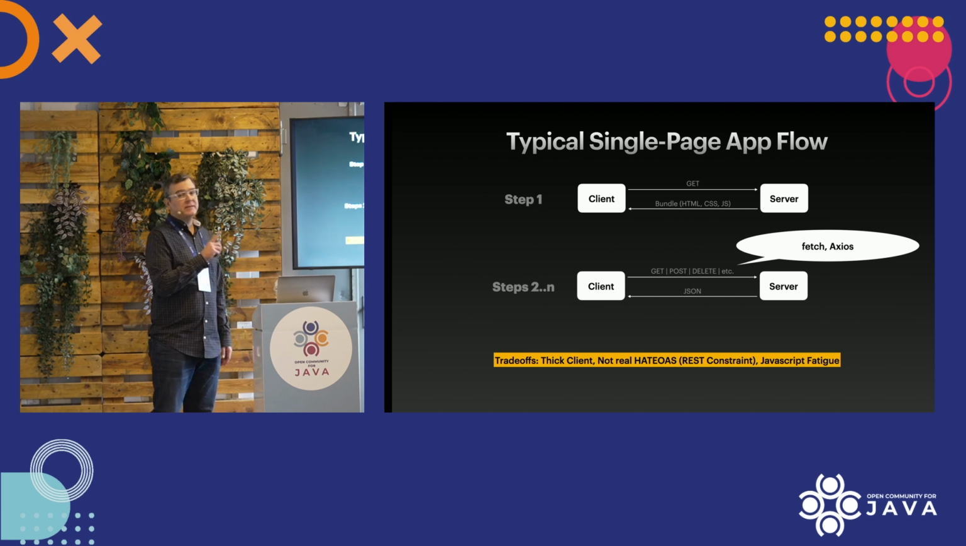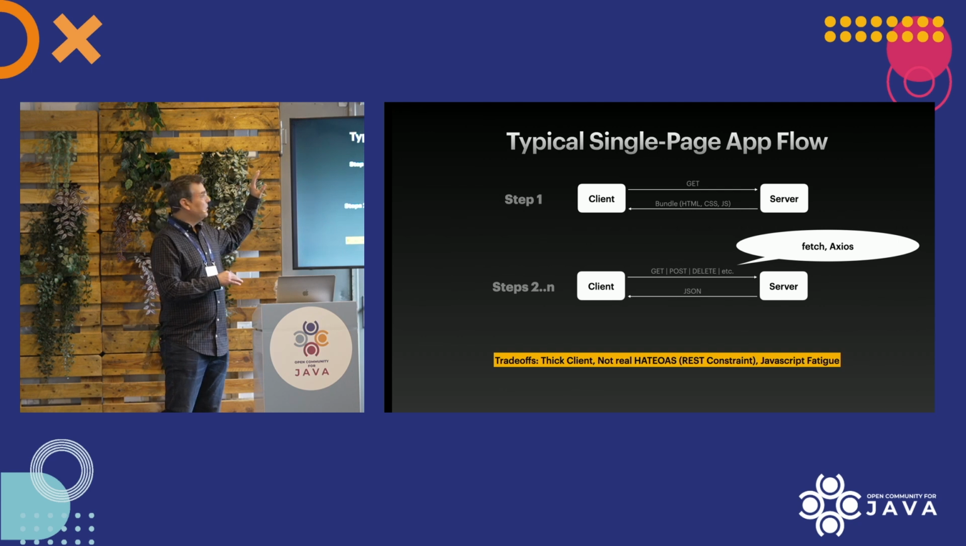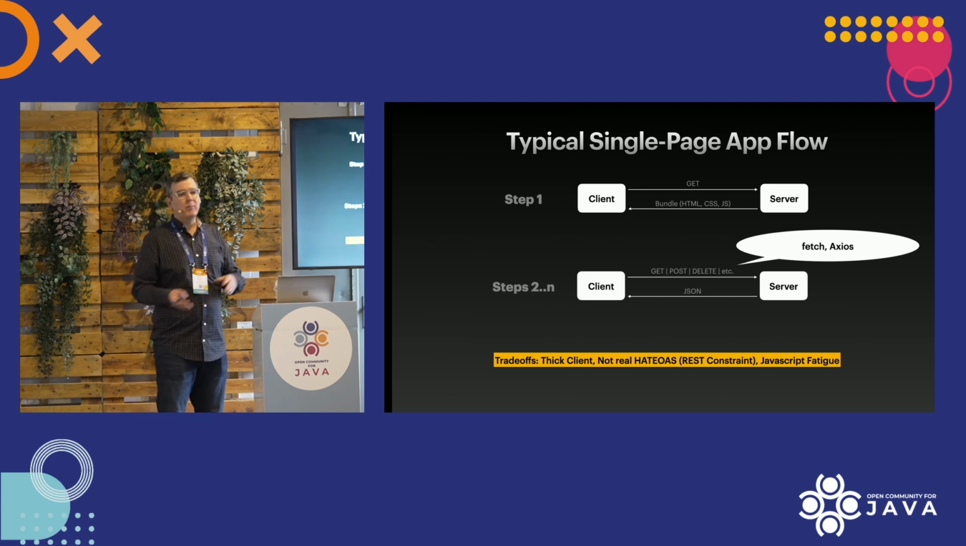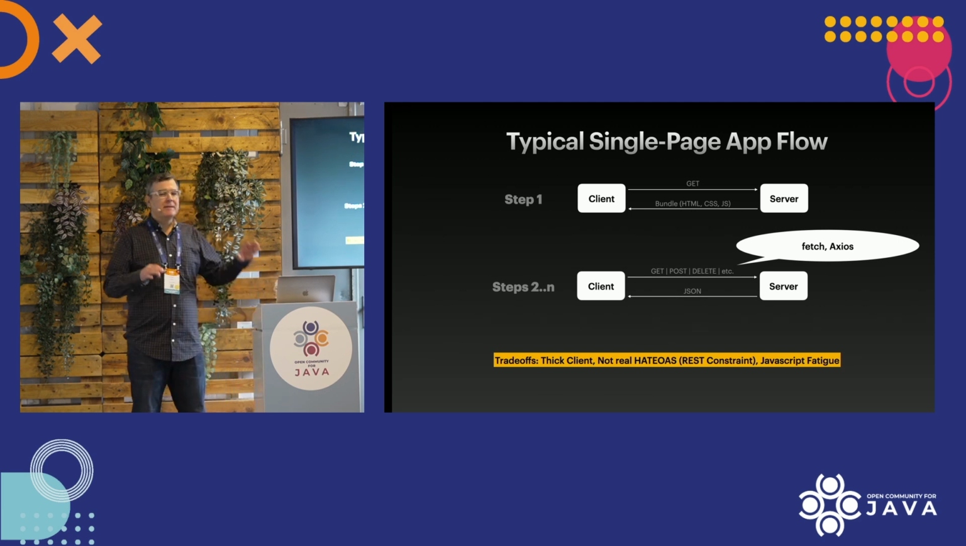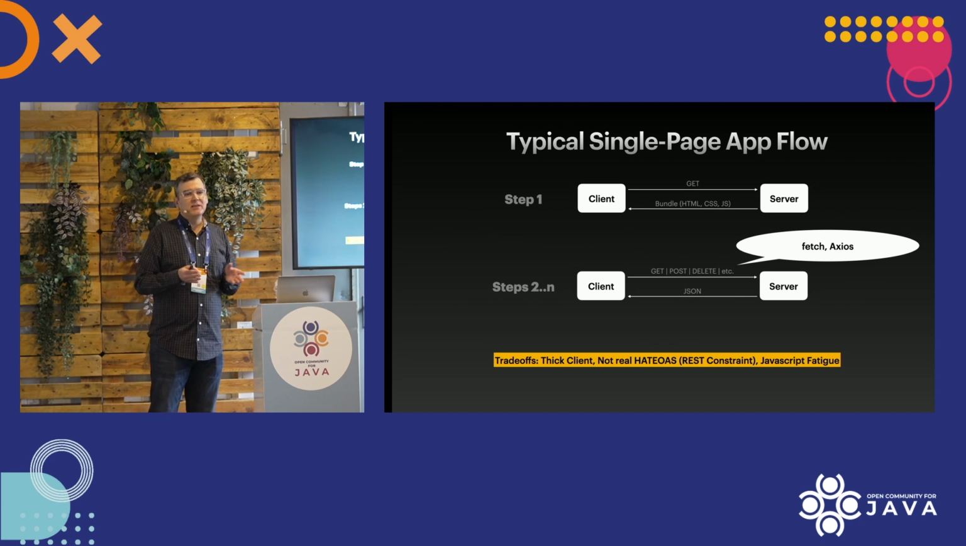Okay, so the typical single-page application, as we know it right now, there's always a client and a server, and I divide these two into step 1 and then steps 2 through n. In step 1, normally a client makes an HTTP GET request to a server, and then the server returns a bundle which contains HTML, CSS, JavaScript, sometimes images or some other resources. But this bundle typically is large.